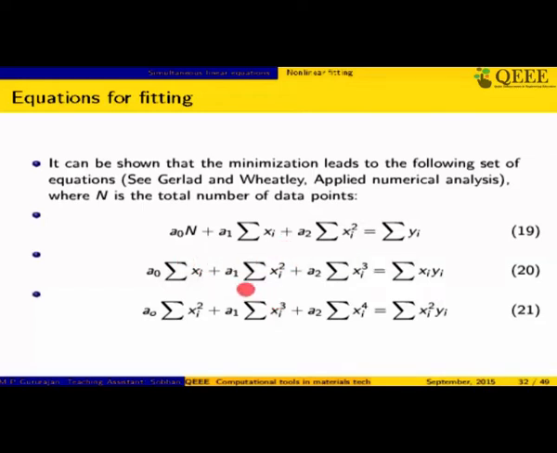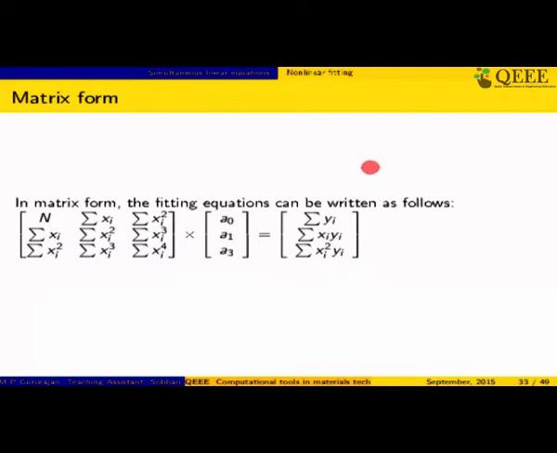Okay, so this is the set of equations that one wants to solve. You can see simultaneous linear equations are important, for example, in nonlinear curve fitting. In matrix form, we represent it like this, right?